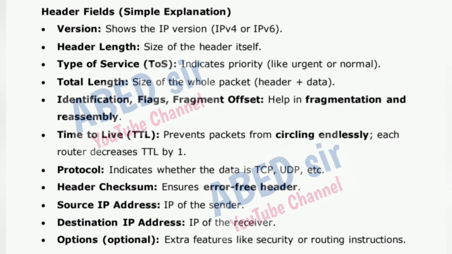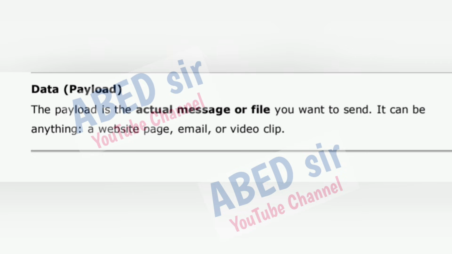Options are optional extra features like security or routing instructions. Data payload. The payload is the actual message or file you want to send. It can be anything, a website page, email, or video clip.